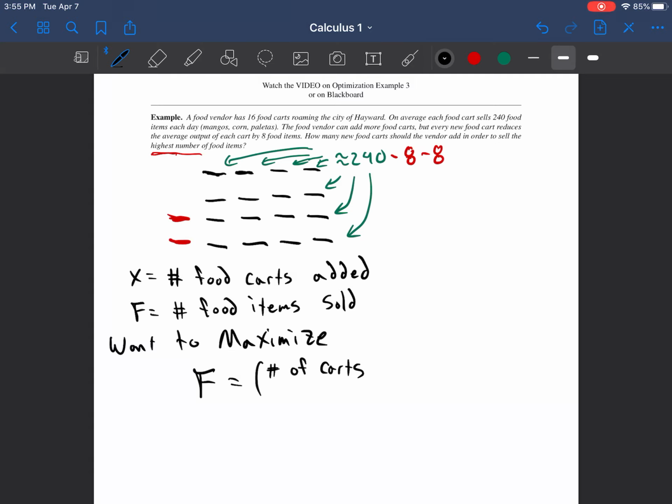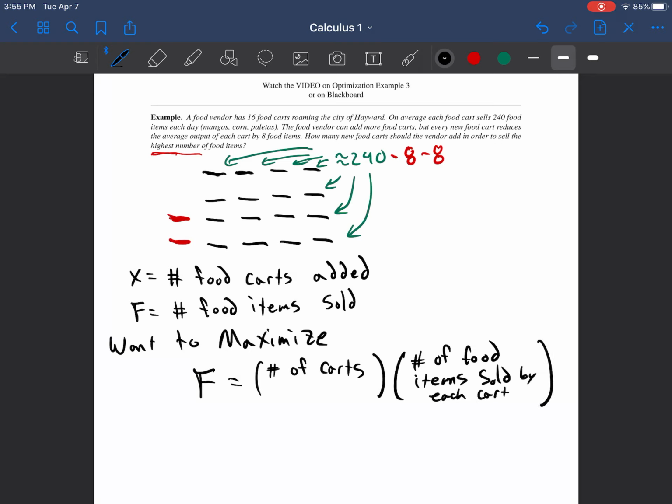Potentially it's going to be a little bit more than 16. So each cart, right? That's how many carts. And then times the number of food items sold by each cart.